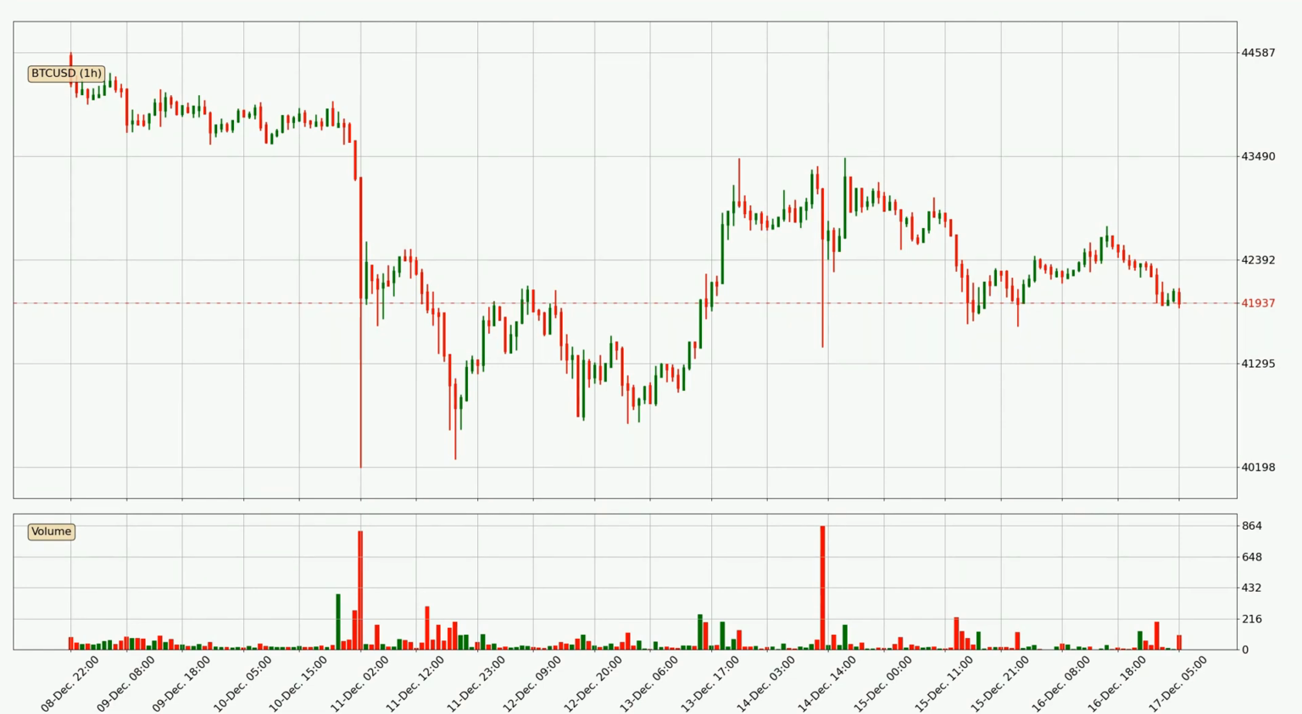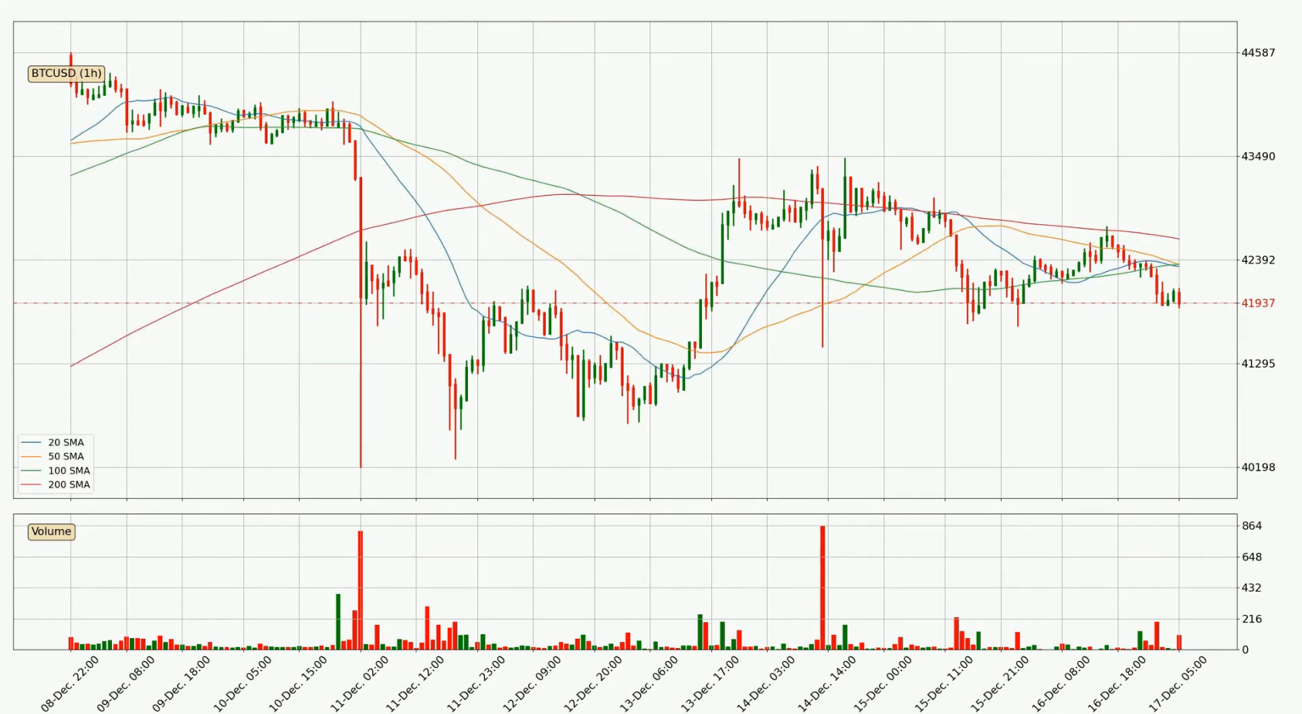By taking a closer look at the hourly time frame for Bitcoin, the price went down only slightly, by about 0.7% in the last 24 hours, and has a current price of 41,937. Jumping to the hourly simple moving averages, for this time interval, the current price is below all of the simple moving averages, which looks bearish and you should keep an eye on the closest SMA.